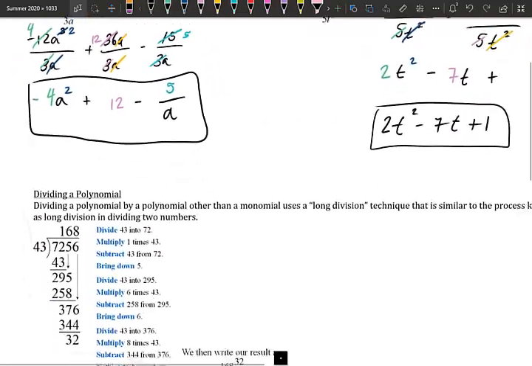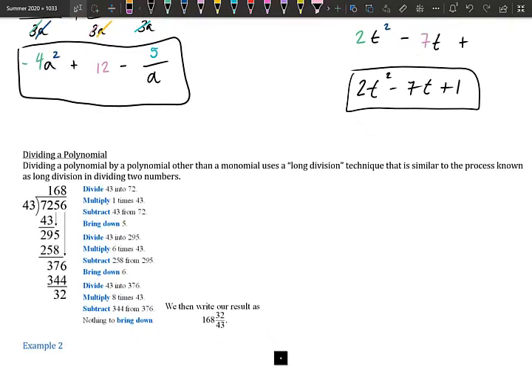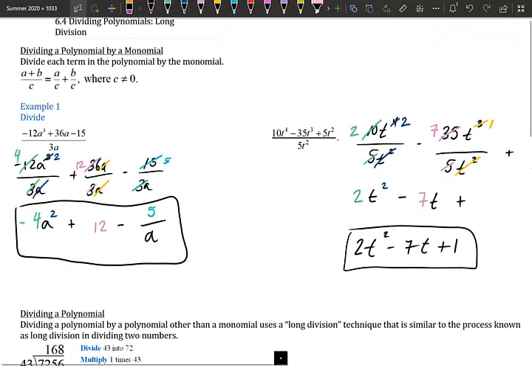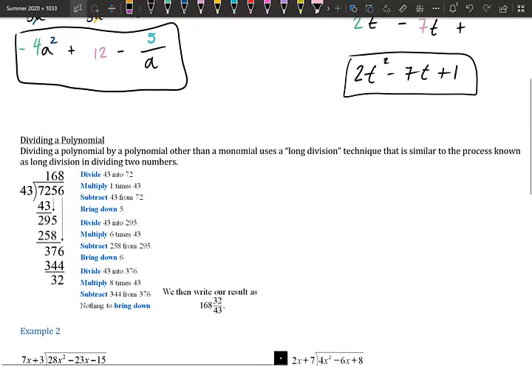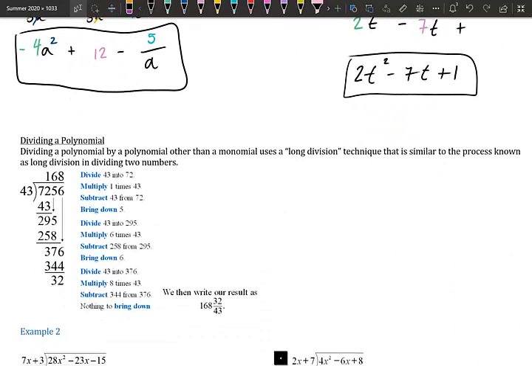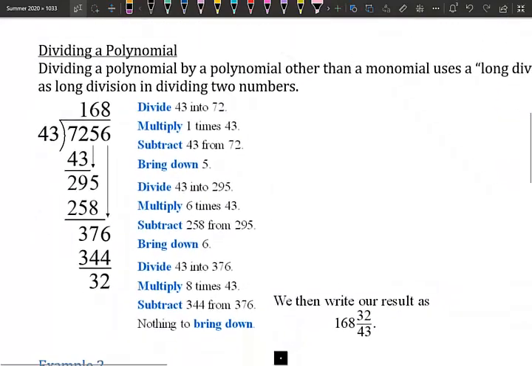Alright, dividing a polynomial. Dividing a polynomial by a polynomial other than a monomial uses long division. So basically, if you don't have a monomial in the bottom, you can't do it this way. So when you have polynomial over polynomial, we can use long division. And it's very similar to the long division we would normally use with numbers. So this is kind of like our review of long division. I'll go over it with you.